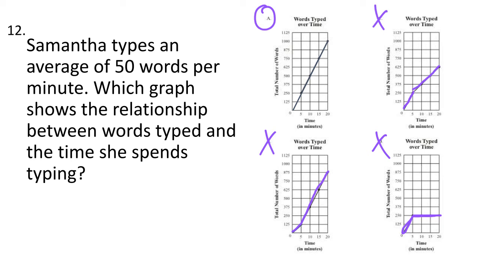We're told that Samantha types an average of 50 words per minute. I can check this by going through the graph. 250 over 5 will divide to 50. 500 divided by 10 will be 50. 750 divided by 15 is also 50, and 1,000 divided by 20, again, is 50. So the use of the constant of proportionality further signifies that A is the correct answer.